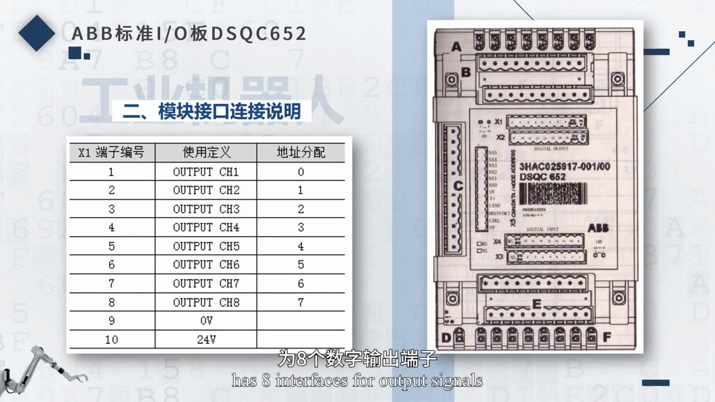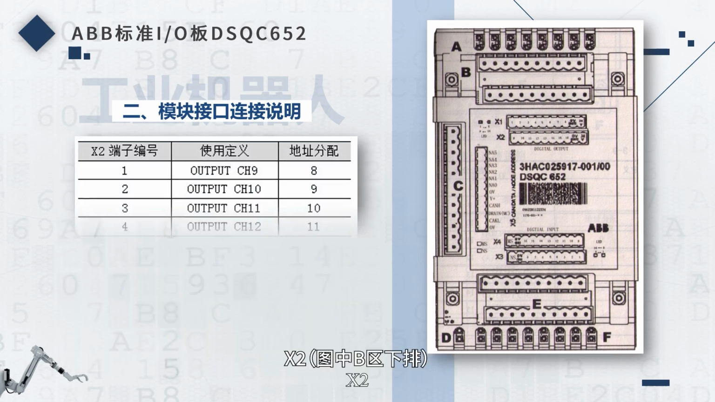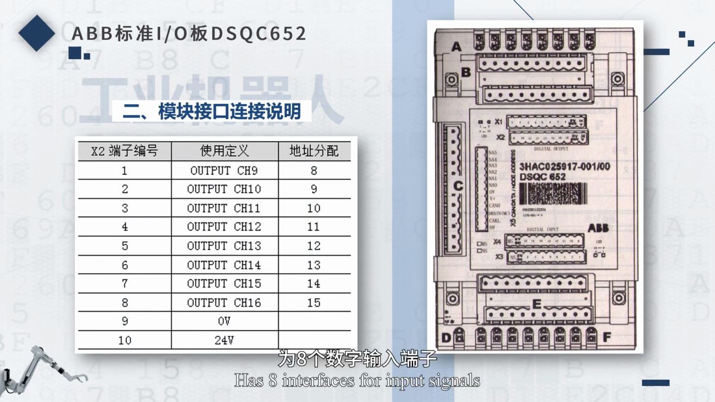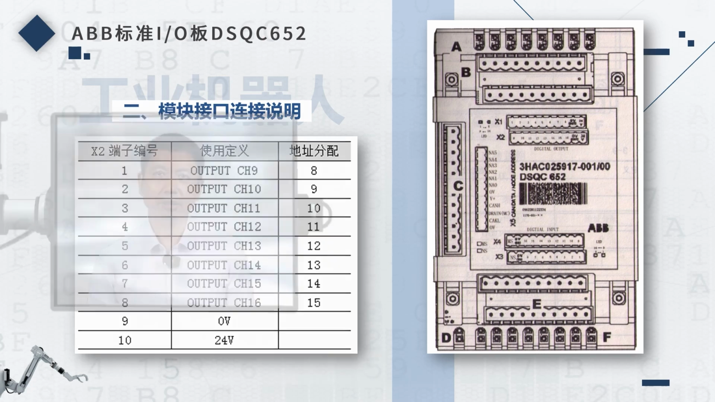X1 has 8 interfaces for output signals, with the address from 0 to 7, and power interfaces of 0 volts and 24 volts, a total of 10 interfaces. X2 has 8 interfaces for output signals, with the addresses from 8 to 15, and power interfaces of 0 volts and 24 volts, a total of 10 interfaces.